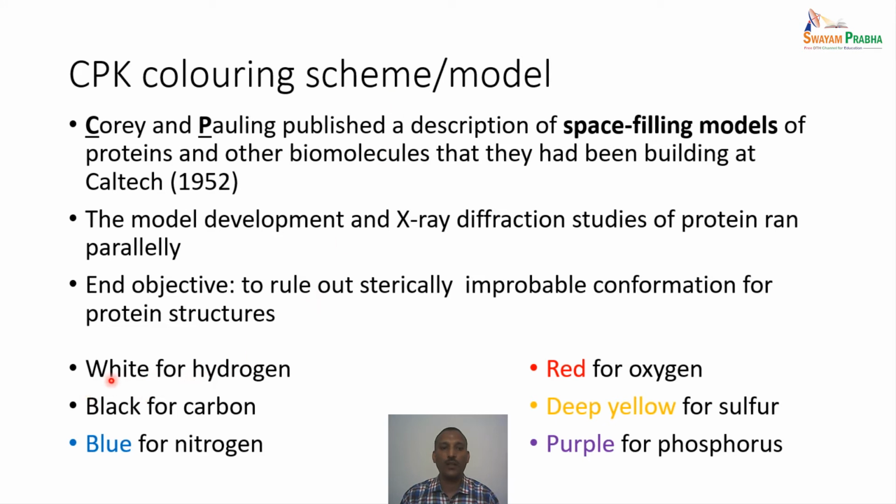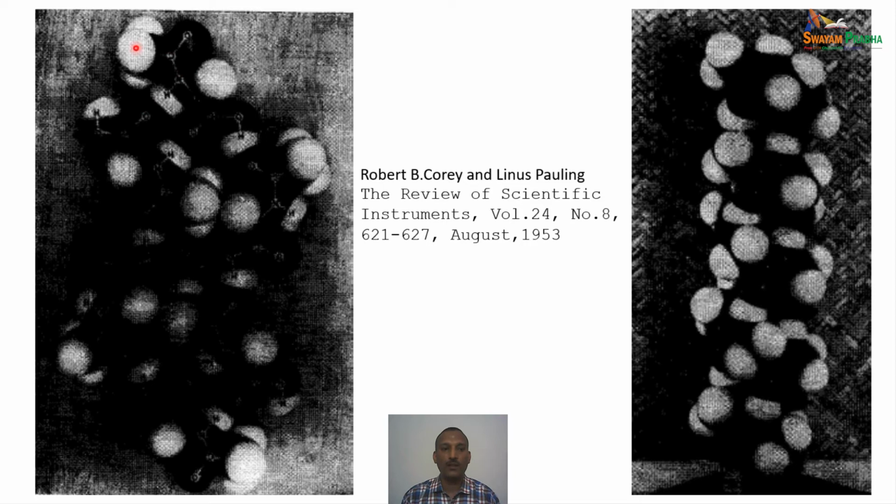In the beginning they used white for hydrogen, red for oxygen, purple for phosphorus, and blue for nitrogen. Of course, I try to keep similar colors for the representations used in this particular session, and later on we will be using similar colors represented by the CPK coloring scheme. And this is the original paper reported by Robert Corey and Linus Pauling.